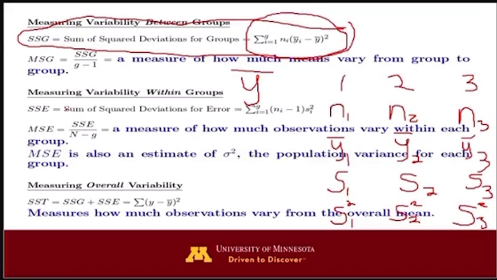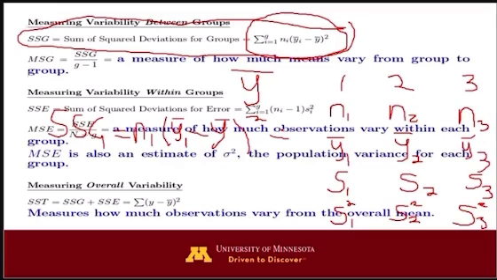Let me tell you this. The SSG that I'm trying to compute for three groups means, for group one, take the sample size for group one, multiply by the mean of group one minus the overall mean, and then I'm going to square that.